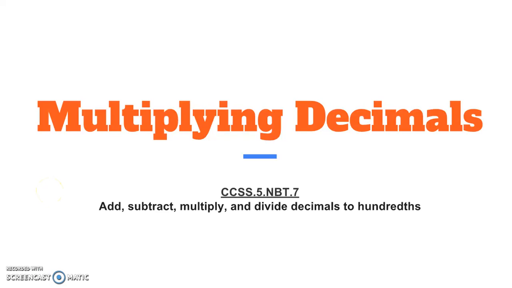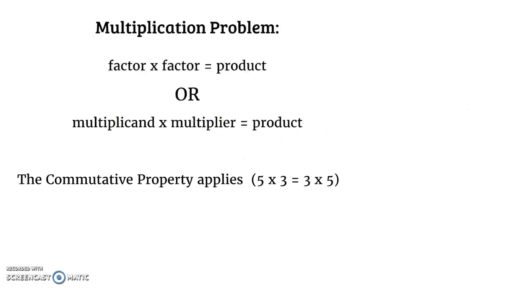Okay, so today we're going to continue in our computation unit with decimals to go along with Common Core State Standard 5.NBT.7, to add, subtract, multiply, and divide decimals to hundredths. And today we're going to focus on multiplying decimals. For the first lesson in multiplying decimals, we're just going to focus on multiplying a decimal times a whole number.